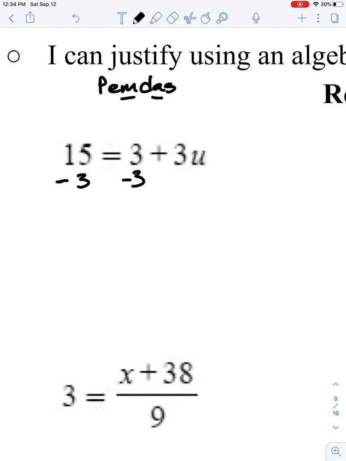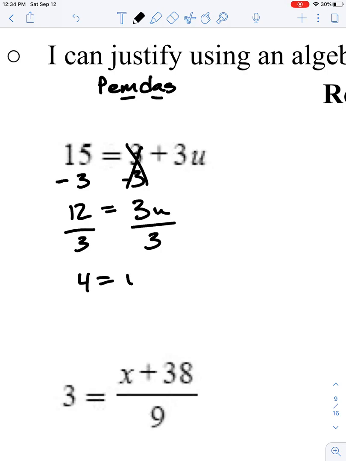If I subtract 3 over there and subtract 3 over there, this would be 12 equals, this is gone, 3u. Now we can get rid of this multiplication by doing the opposite, which is division. Divide by 3, divide by 3. 12 divided by 3 is 4. 4 equals u is my final answer.